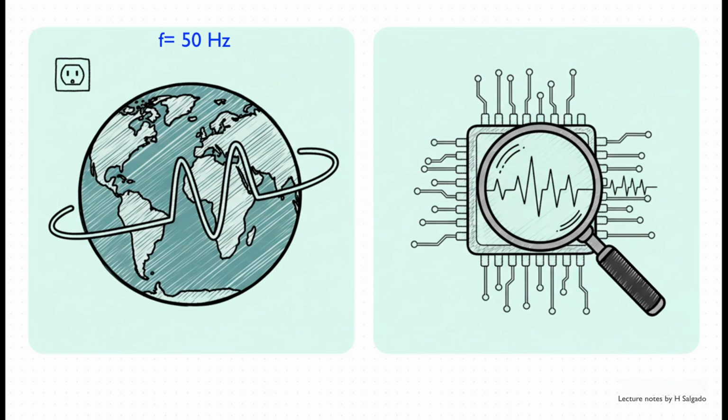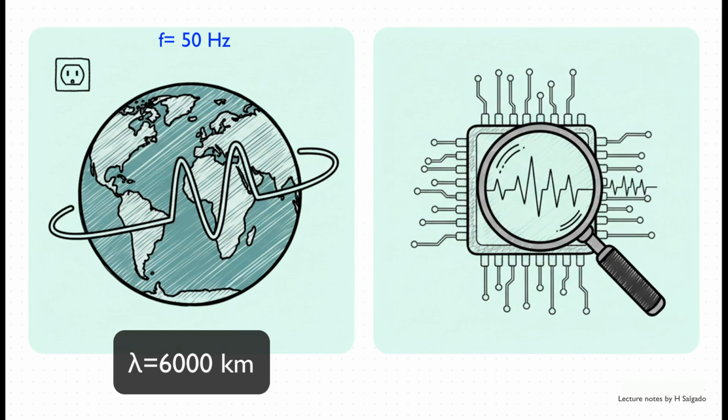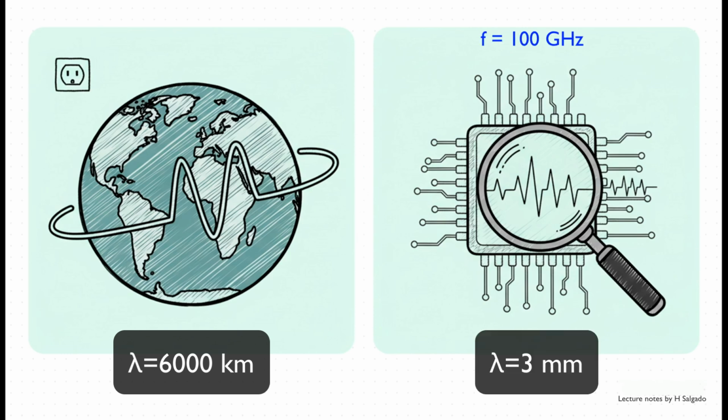Take the 50 Hz signal coming out of your wall outlet. Its wavelength is a massive 6,000 kilometers. So yeah, your 1 meter long lamp cord is completely insignificant compared to that. But now, let's jump to a 100 gigahertz signal, the kind used in modern communications. The wavelength there is just 3 millimeters. Suddenly, even the tiniest little trace on a computer chip is electrically long, and our old assumptions fail.